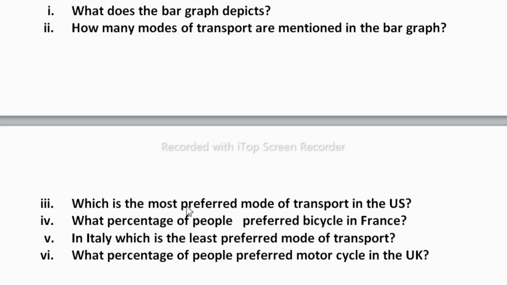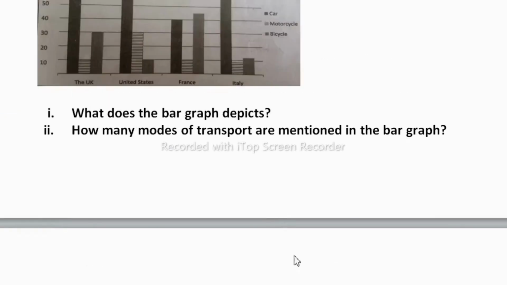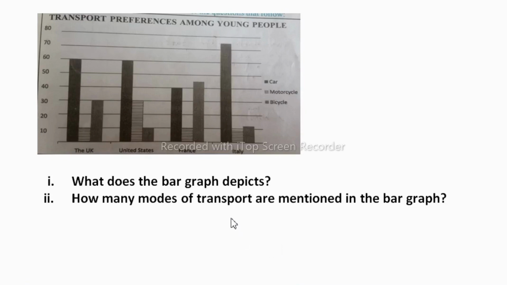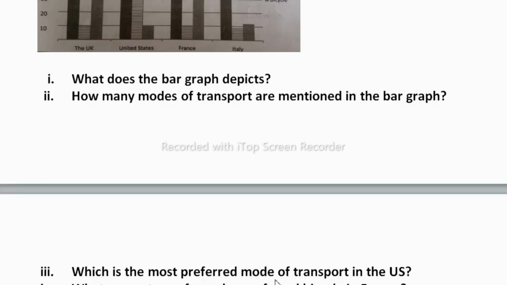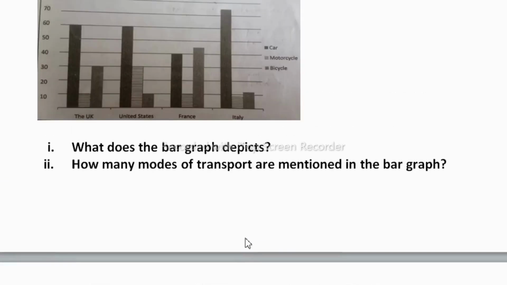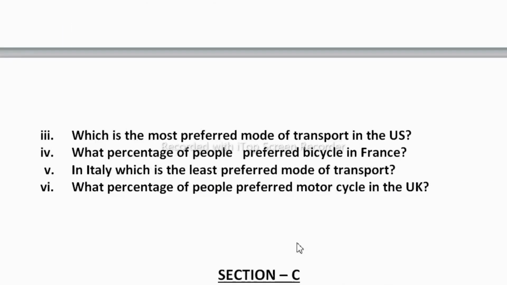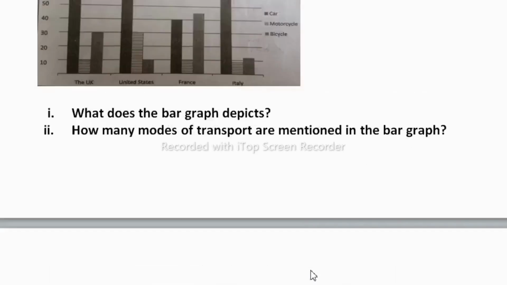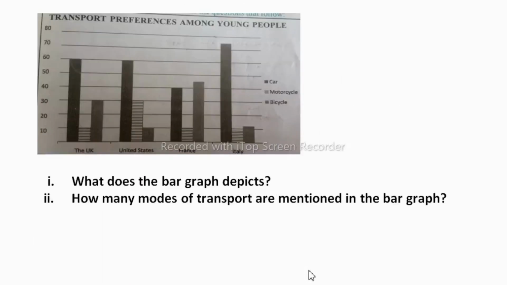Then the third question is: which is the most preferred mode of transport in the US? Students, you can easily do this, I think, because you have done this in your college. First you have to see the US here, United States. Then you have to see the symbol. What is the symbol for car, motorcycle and bicycle? You have to see which is the greater one. This one is the greater, and you have to check which symbol this greater one represents. So definitely it is the car. So your answer will be car. In that way you have to do all these questions. So this is all about section A and section B. I hope it would be helpful for you.